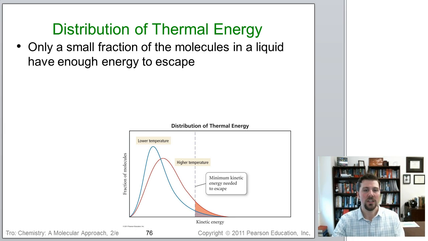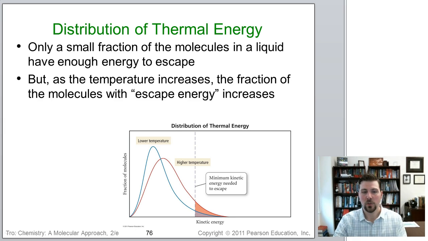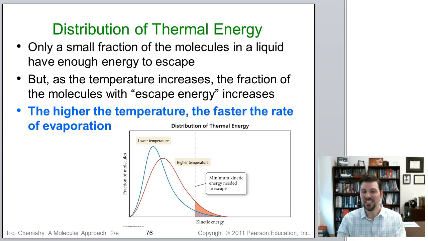So overall, what we're seeing is the higher the thermal energy, or the higher the temperature, the more easily molecules can obtain the escape energy and evaporate. The higher the temperature, the faster the rate of evaporation. That's why you might take something in the lab, like a beaker, and put it into the oven, so that way you can make sure it dries out all the way and faster and all the water is gone.